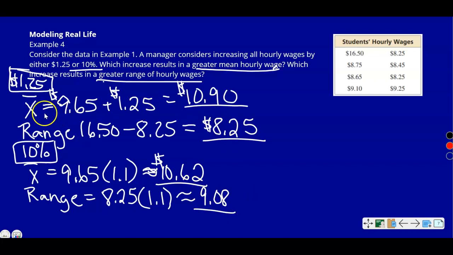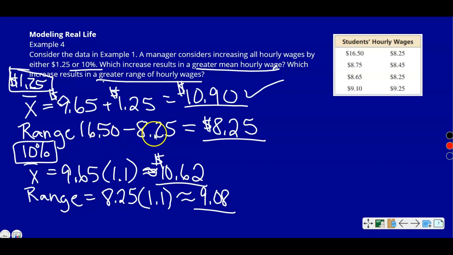All right, so we can see the average for the $1.25 raise would take the average up to $10.90. The average for the 10% raise is $10.62. So that means the greater hourly wage for the mean would be the $1.25 raise. Then if we look at the range, $8.25 is the range here.